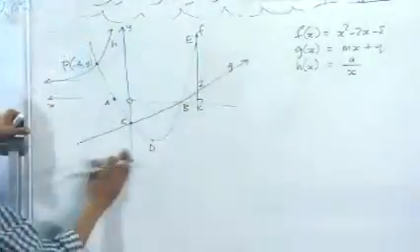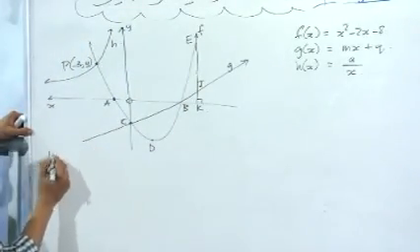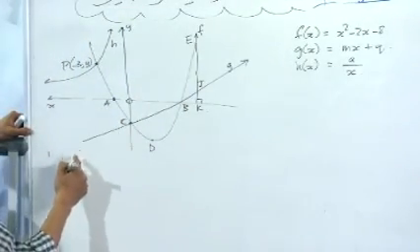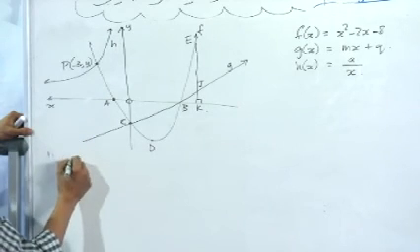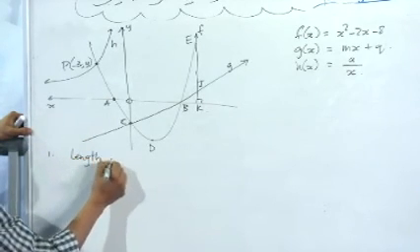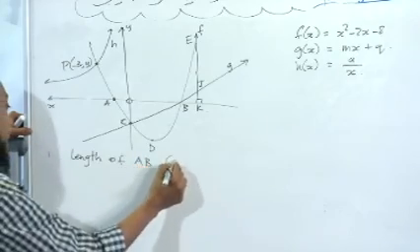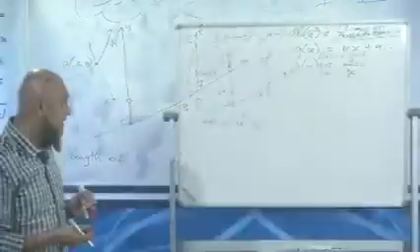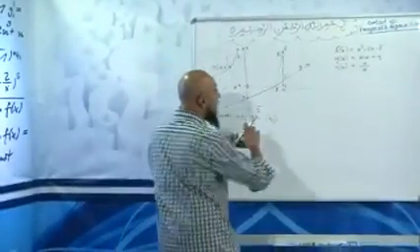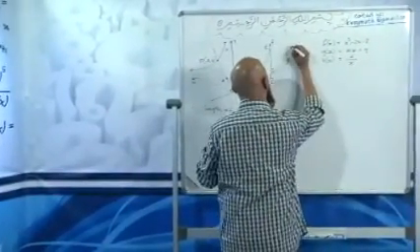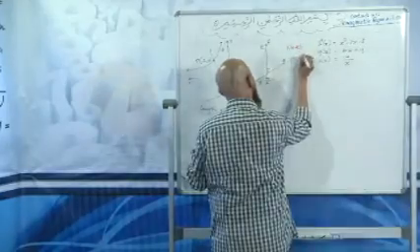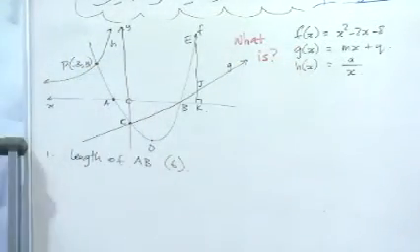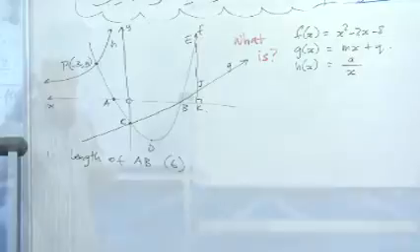The first question, let's do it in stages. The first question is, they say give the length of AB. They want the length of AB for 6 marks. Question number 1, they want the length of AB. Now, the question that you've got to ask yourself all the time is, what is? That's the question that you've got to ask yourself in your mind all the time.